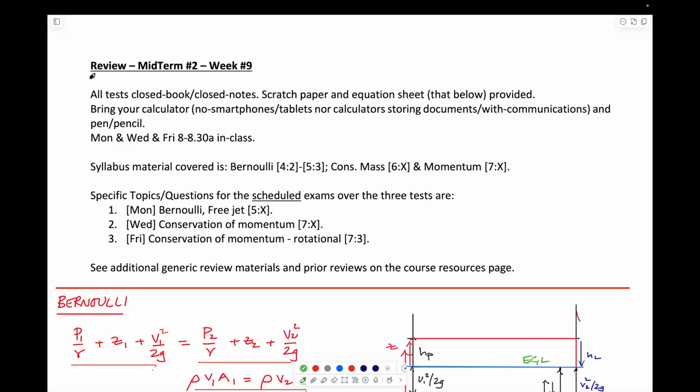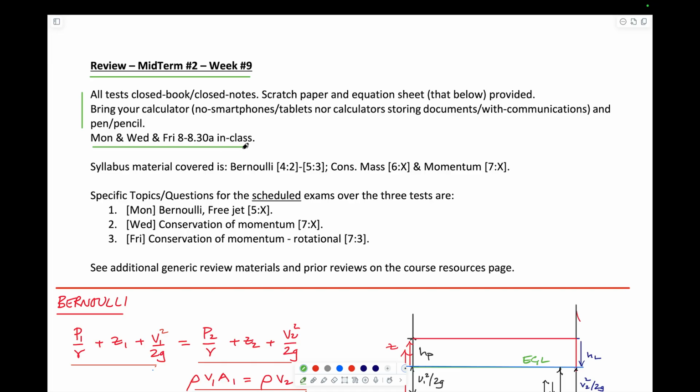Okay, greetings. This is the review session for the second midterm. It's in week 9. The deal is the same as before. It's in class. Bring a pencil and pen and a calculator. We'll supply the exam script and an equation sheet. The equation sheet will be exactly the same as what we talk about today.